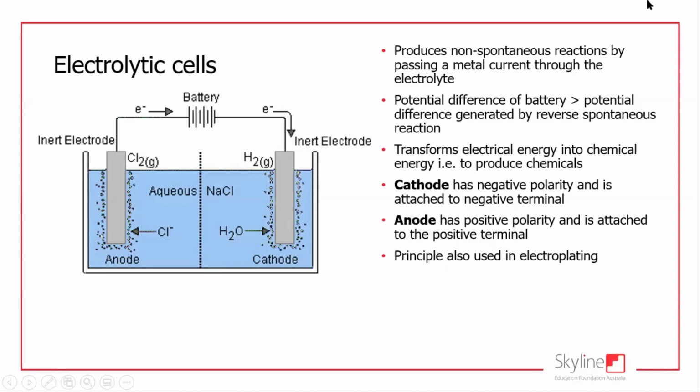So again, on the electrochemical series, we have that difference in voltage. The potential difference of the battery, so the voltage of the battery, we've got to remember has to be higher than the potential difference between our two half equations.